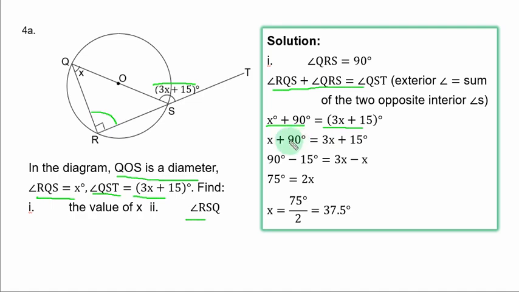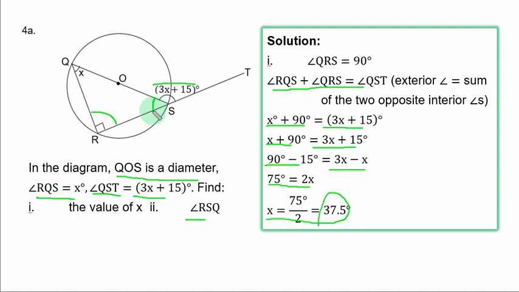You have s plus 90 degrees equal to 3s plus 15 degrees. Collect like terms: you take s to the right, 15 to the left, and you have 90 degrees minus 15 degrees equal to 3s minus s, and you have 75 degrees equal to 2s. Divide both sides by 2, so s is equal to 37.5 degrees. Now you are asked to find angle ROSQ.